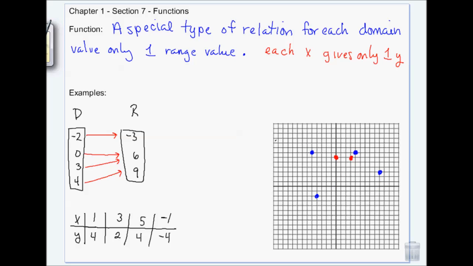Where does the y come from? Usually it comes from an equation, and there are some equations that will give you 2 y's. If I say y equals the square root of x, and I plug in a 4 here, the square root of 4 is 2 and negative 2. Does that make sense? So this is not a function, because if I plug in 4, I get 2 and negative 2, because both of those are the square root of 4.